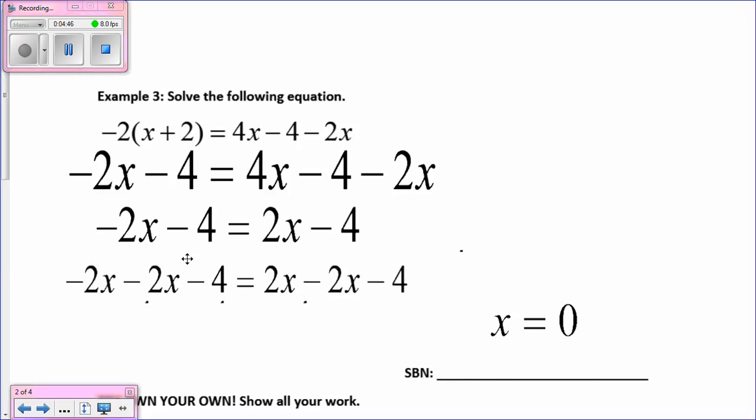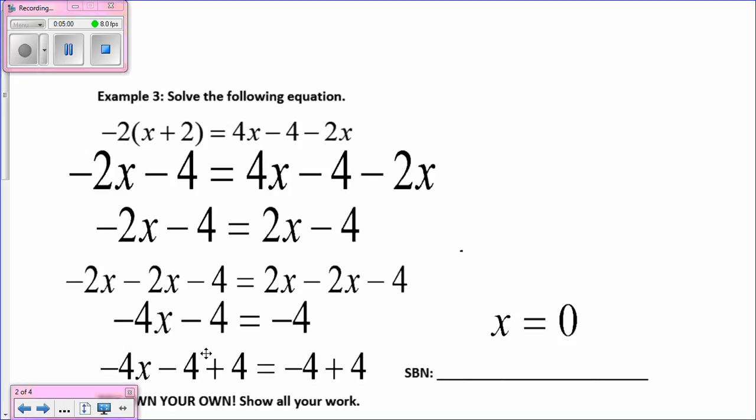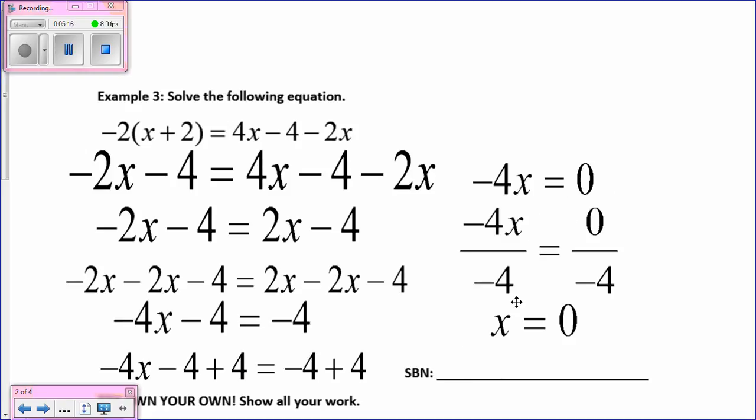So now I have negative 2x minus 2x. That's going to combine to be negative 4x. 2x minus 2x combined to be 0. So I'm left with negative 4x minus 4 equals negative 4. Now I'm going to add 4 to both sides. The negative 4 plus 4 cancels out, so now I get negative 4x equals 0. Divide by negative 4, I get x equals 0 as my final answer.